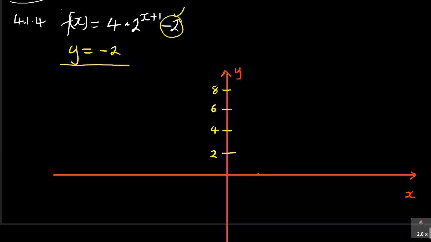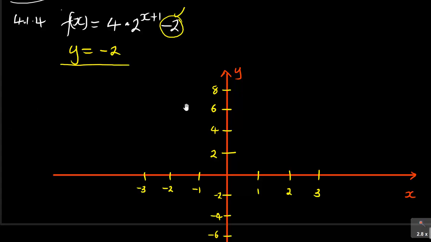Same thing with the x values. I can say this becomes 1, that becomes 2, that becomes 3, because remember the biggest value of x was 2. So this becomes minus 1, minus 2, minus 3. And on the negative side of y, it's negative 2, negative 4, and negative 6. So let's say I've got these values, and now I need to plot.